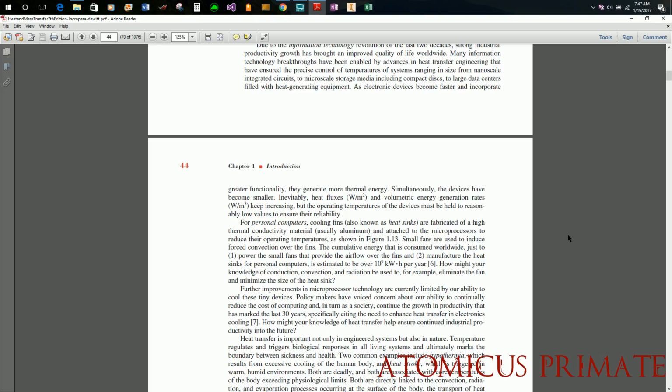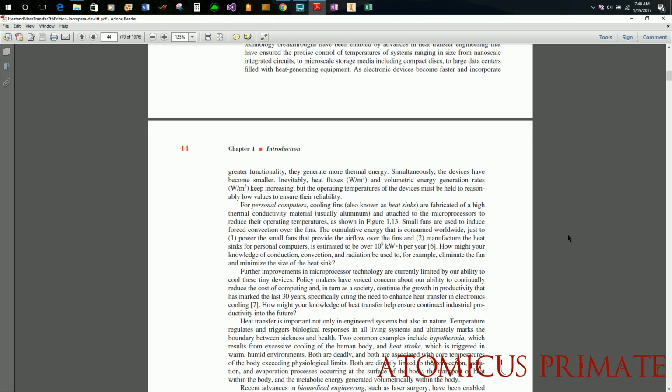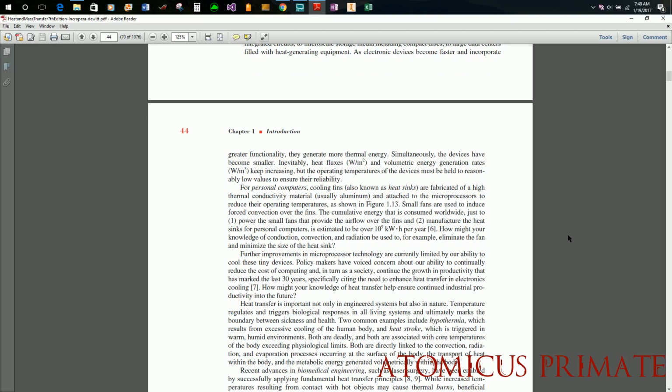Inevitably, heat fluxes in watts per meter squared and the volumetric energy generation rates in watts per meter cubed keep increasing, but the operating temperatures of the devices must be held to reasonably low values to ensure their reliability. For personal computers, heat sinks are fabricated of a high thermal conductivity material, usually aluminum, and attached to the microprocessors to reduce their operating temperatures. As shown in Figure 1.13, small fans are used to induce forced convection over the fins.